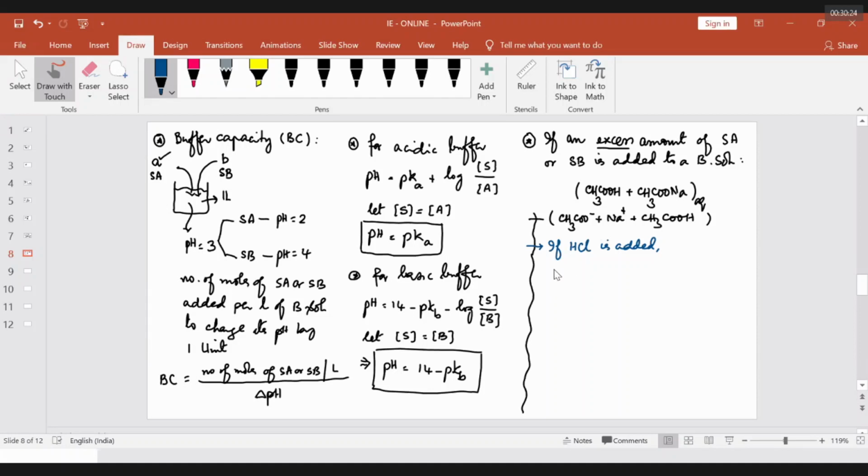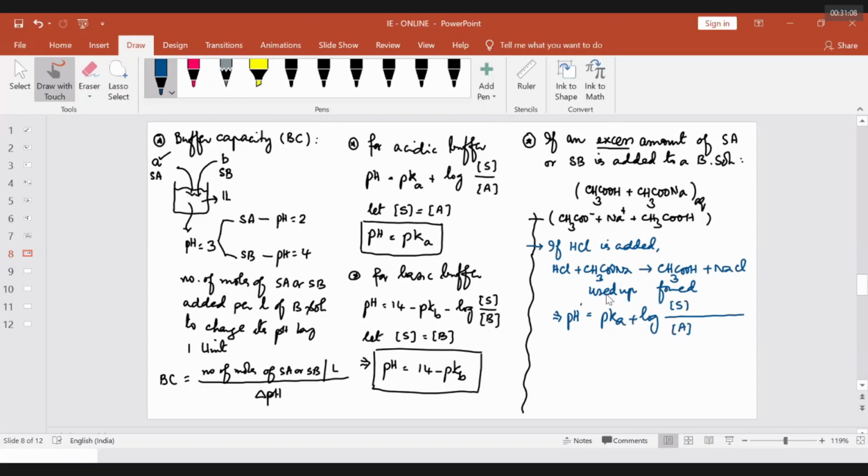Therefore, what happens? Now, the HCl molecule will react with CH3COONa, so that there is a formation of acetic acid and NaCl. That means sodium acetate is used up, consumed, and acetic acid is formed. Therefore, the new pH is equal to pKa plus log of, what is the formula? The formula is concentration of salt by concentration of acid.